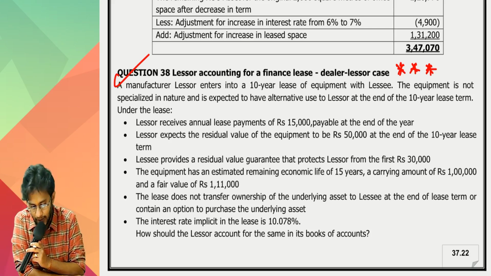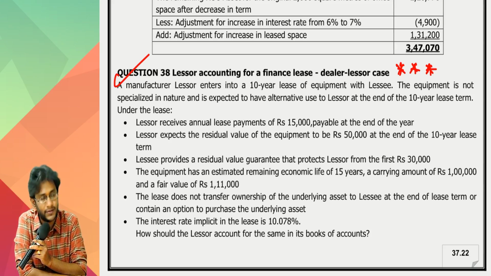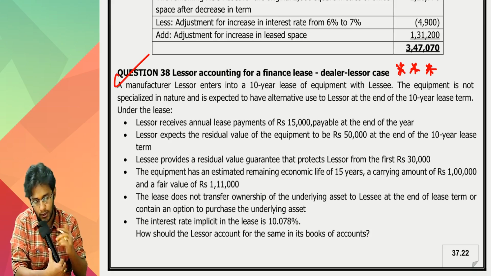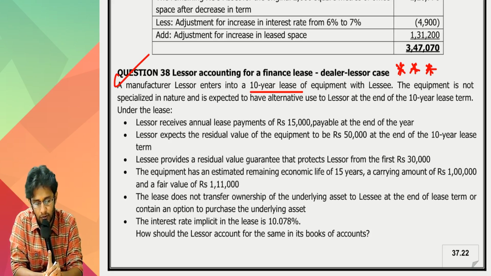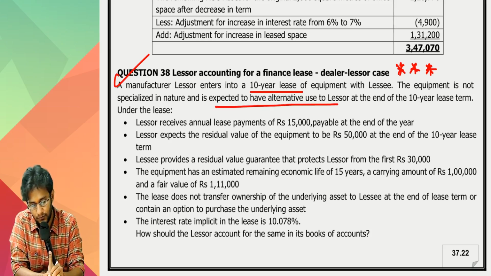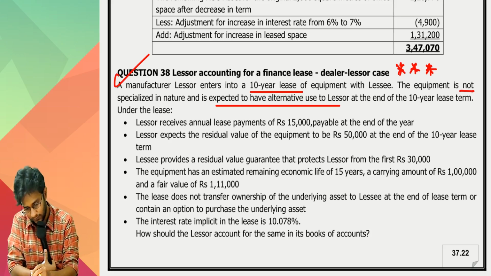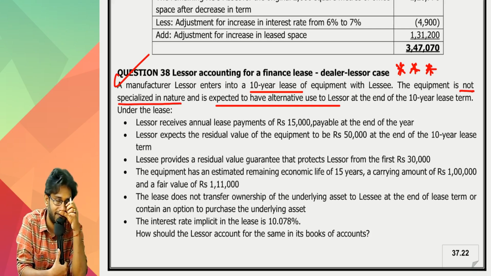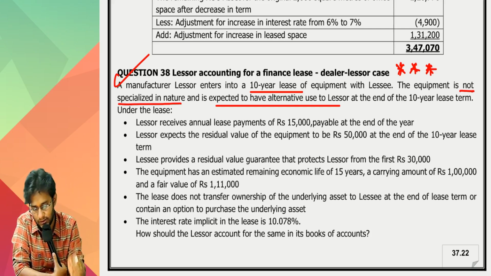A manufacturer lessor enters into a 10-year lease of an equipment with lessee. The equipment is not specialized in nature and is expected to have alternative use to the lessor at the end of the 10 years term. Stop there. Lease period 10 years. It is expected to have alternative use and it is not specialized in nature, sir. Out of your 5 criteria, the 5th one fails, sir. But still 4 are there, any one of which you can pass and it becomes a finance lease.